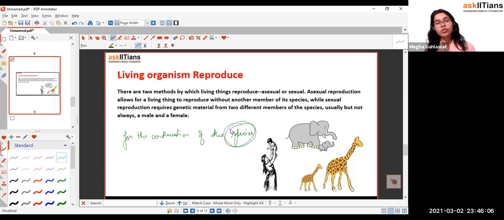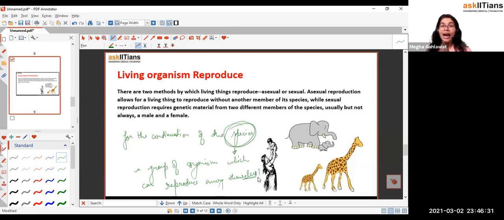Everybody must be a little curious. If not, good. If you are, that's good too. So species is a group of organisms which can reproduce among themselves. For example, a cat will produce a cat. A cat will not give rise to a puppy. And a giraffe will produce a giraffe baby. It will not give rise to a cub or a calf, okay, or an elephant baby, right? So it's very important for you to understand.